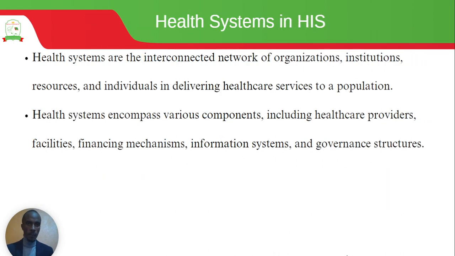So health systems are integrated in these health information systems, and these health systems that we are talking about are the interconnected network of organizations, institutions, resources, and individuals in delivering healthcare services to the population. And they encompass various components, including healthcare providers, facilities, financing mechanisms, information systems, and governance structures.